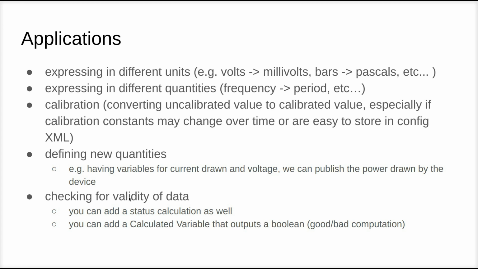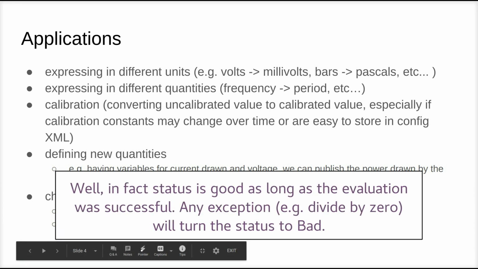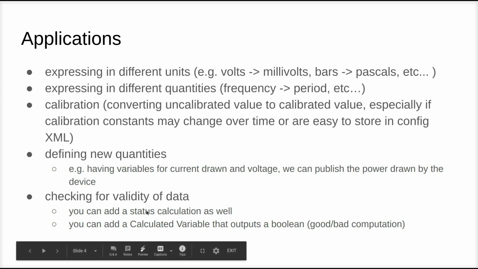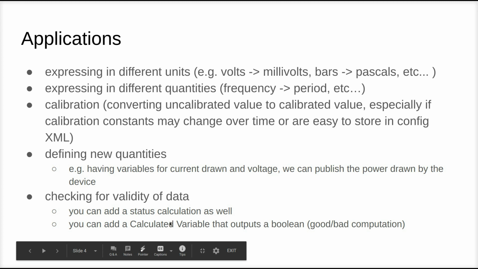And then you can also use it for checking the validity of data. If you look carefully, when you right click and add attributes, you can find status. Normally status is always good, and the formula applies to value calculation. But you can, in addition, add a formula that will evaluate the status. So in one calculated variable, you can have one formula which calculates the value and another formula which calculates the status. For instance, if some inputs considered for value calculation are out of range, then the status will be bad. You can also add a calculated variable that outputs a boolean.